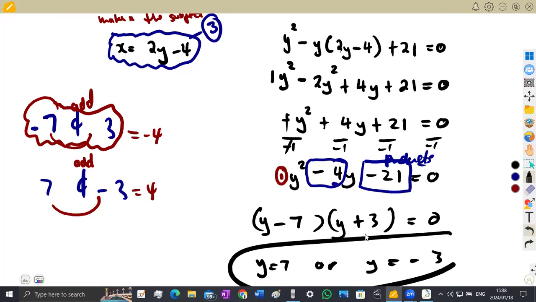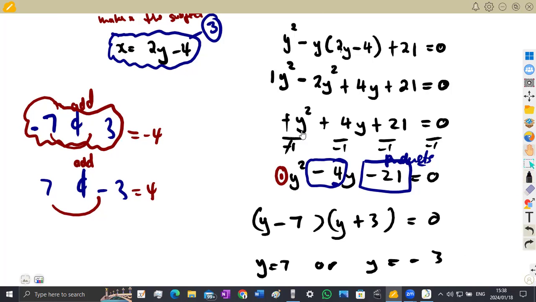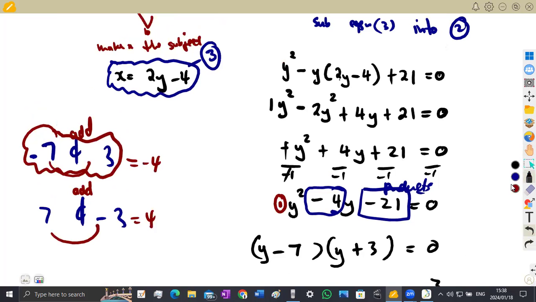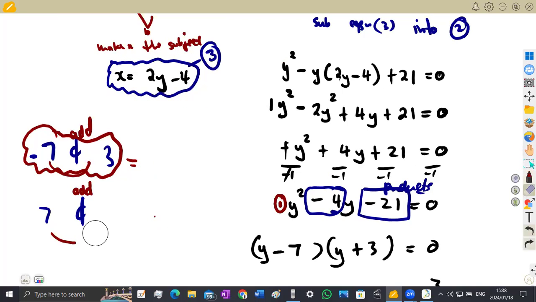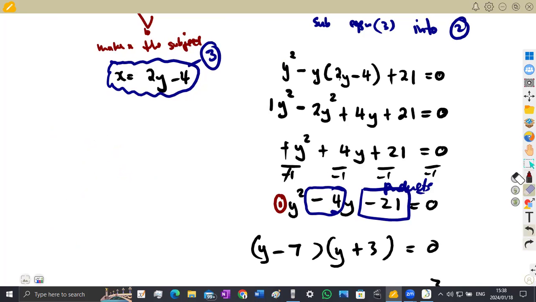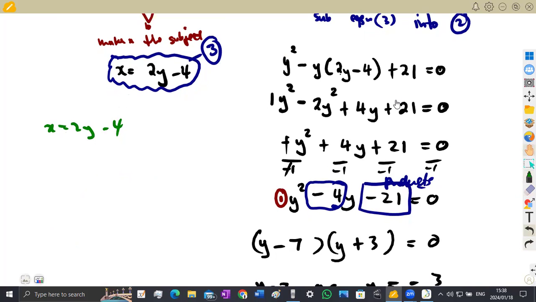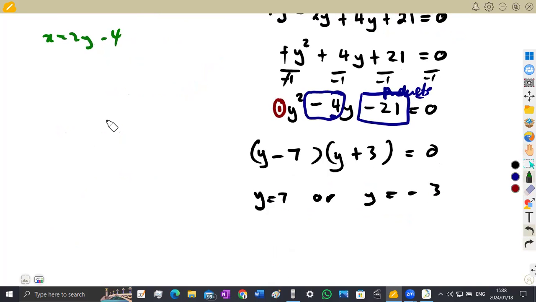So from these two solutions that we have, we can determine the values of x. Already x here is the subject. We made x the subject of the formula. So it's just a matter of substitution to obtain the x values. Remember we said x is equal to 2y minus 4. So the condition is that if y is equal to 7, what is the value of x? If y is equal to 7, all right? What is going to be the value of x?